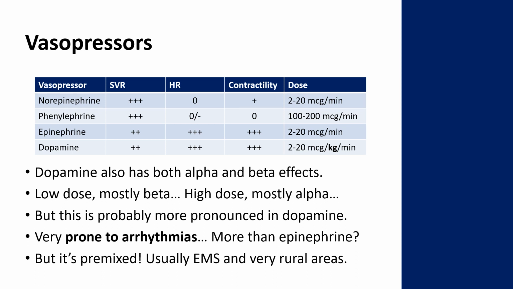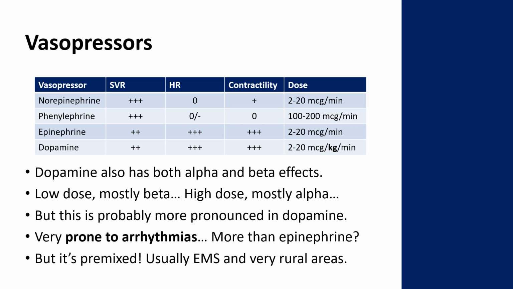So we talked about all these vasopressors needing to be mixed in some way before you can hang them, but dopamine is the big exception to that rule. You can basically just find it in the crash cart, open the bag, and hang it, and you're done. So it's really the fastest one to use despite all of its side effects.